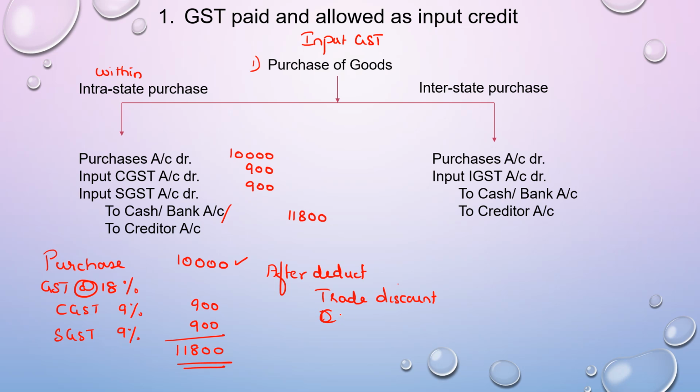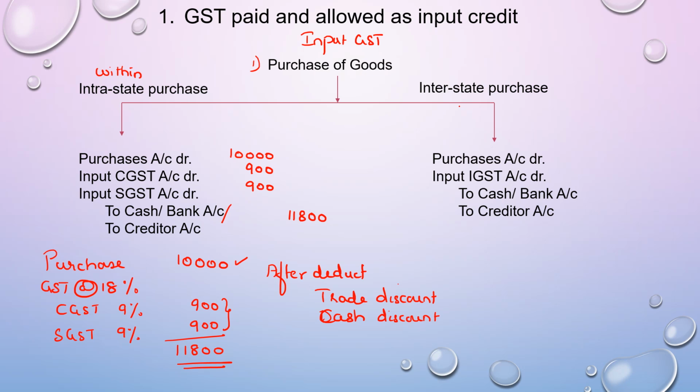So if there is any discount on bulk purchases allowed, then we call it a trade discount, or for immediate payment if a discount is given, that is a cash discount. In both those cases, you would have to deduct it from the value of purchase, and the net amount would be the taxable value on which we calculate the GST. So this is how in an intrastate purchase we would record the transaction of purchases of goods.